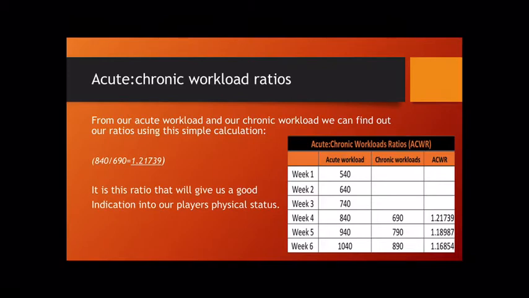From this we can use a simple calculation. Our acute workload from week 4 was 840, and we divide that by our chronic workload, which was 690, which gives us a ratio of 1.21. That's our ratio, 1.21, and that's a very important figure, which we'll find out what we use it for in the next slide. This ratio will give you a good indication of our players' physical status: if they're fully recovered for a game, if they're fully prepared for the demands of the game, and how we're going to perform throughout the game.